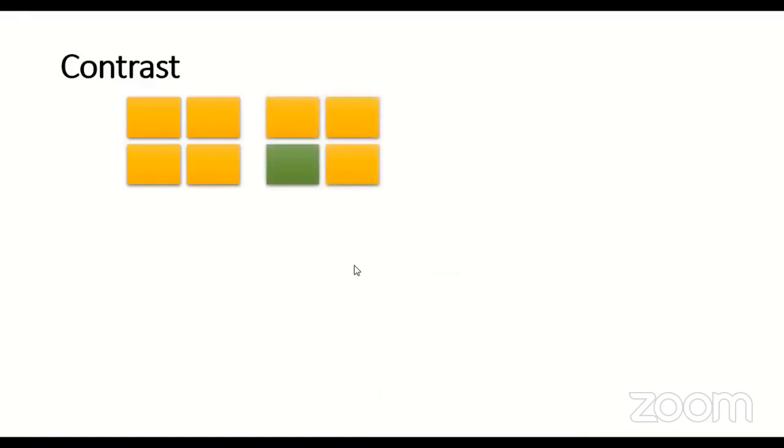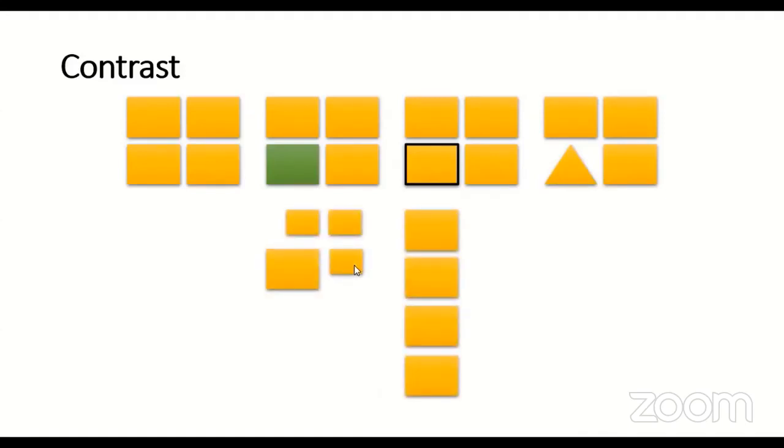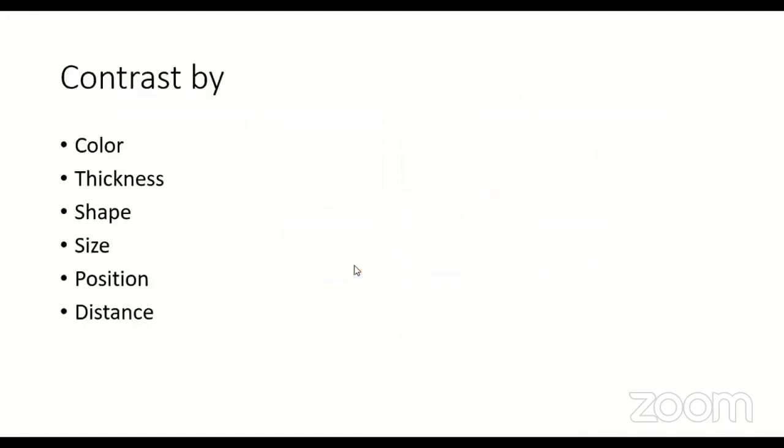So there are some techniques: changing the color, creating a border for that shape or object, changing the shape, changing the size, orientation, or the distance of the objects. So these are some of the techniques in which you can make an object a bit different so that it is focused on first when a user sees a dashboard. So contrast is related to changes in color, thickness, shape, size, position, and distance.